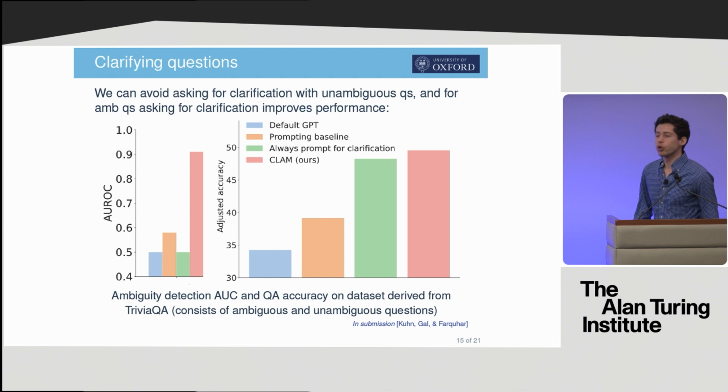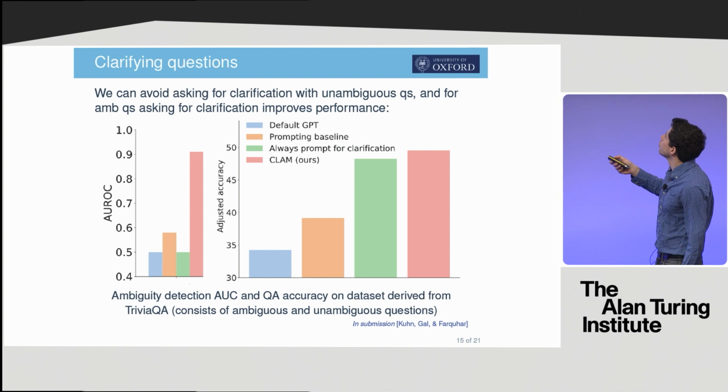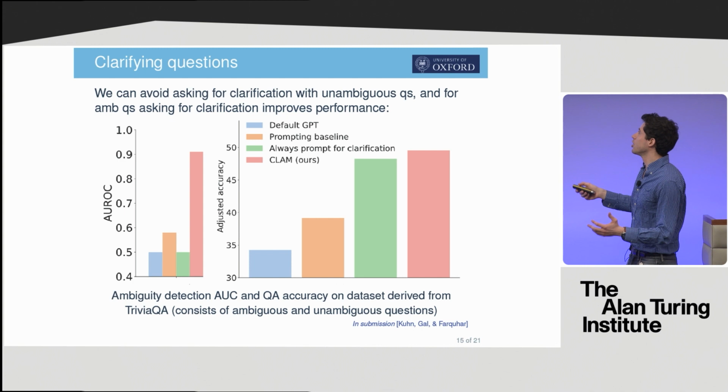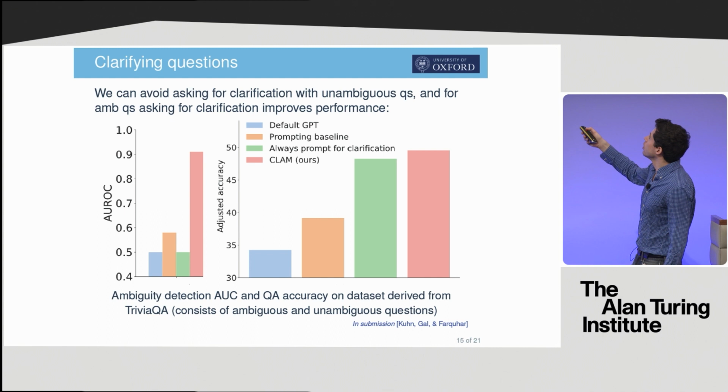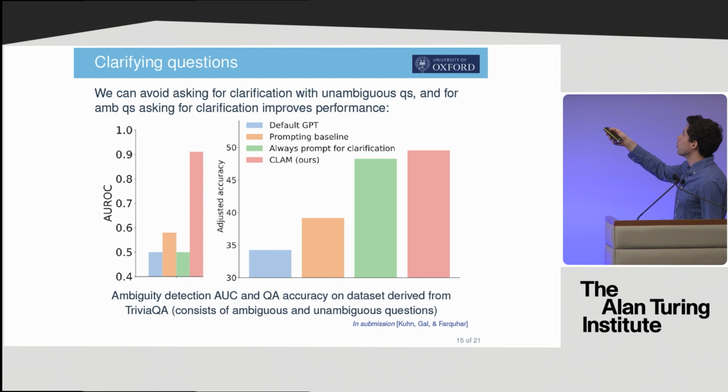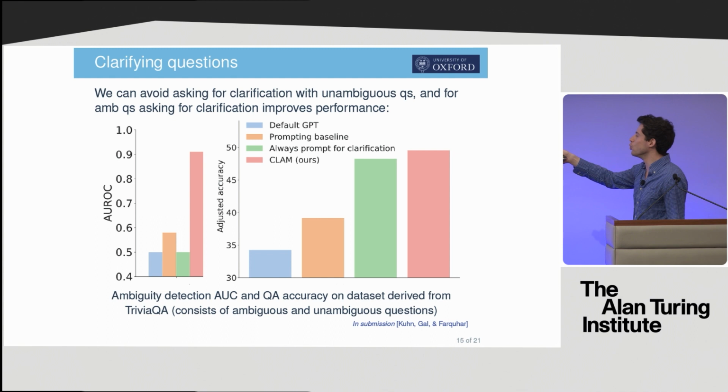It turns out that this works quite well. If you look at the performance, we can ask clarifying questions when we have ambiguous questions, and we can avoid asking unnecessarily for clarifying questions when we don't need additional information. And this improves performance quite a bit. So on the left-hand side, look at that. Using the thing that we talked about here, we can detect when we should ask for clarifying questions compared to other ways that you might try to do that. And it turns out when we ask for clarifying questions, we can actually answer questions correctly, which otherwise, obviously, you wouldn't have the correct information to know what the answer should be.